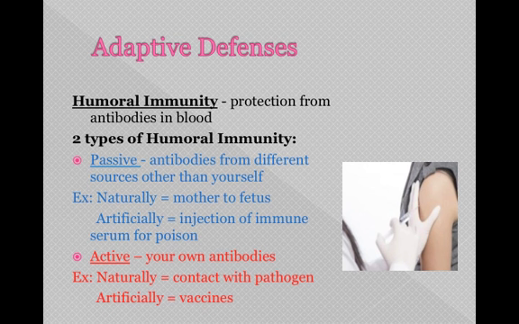The other type of humoral immunity is active. That is your body's own antibodies. And there's two types of active humoral immunity. Natural is when you come into contact with a pathogen and you are sick, you have an infection, and so your body will develop antibodies on its own. And artificial, those are vaccines.